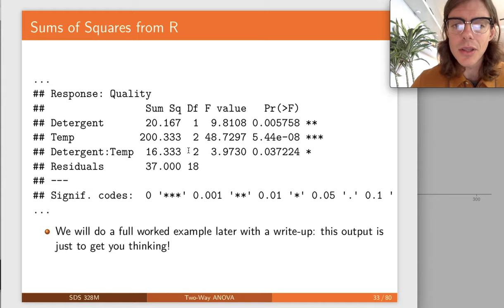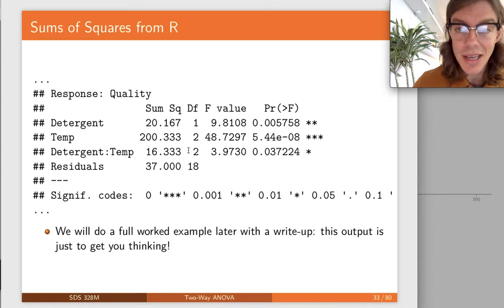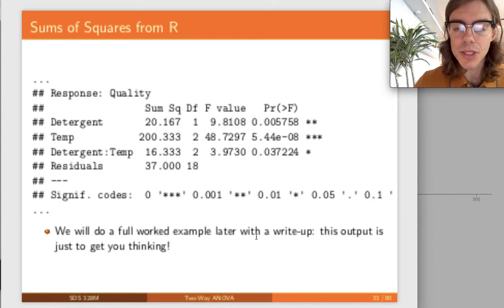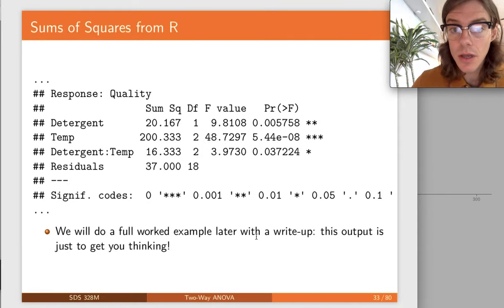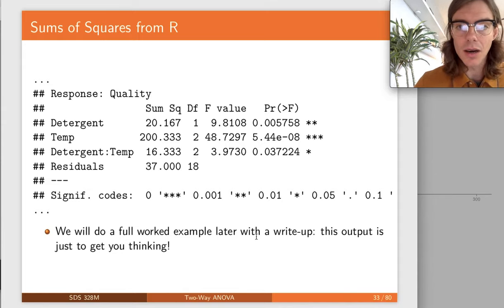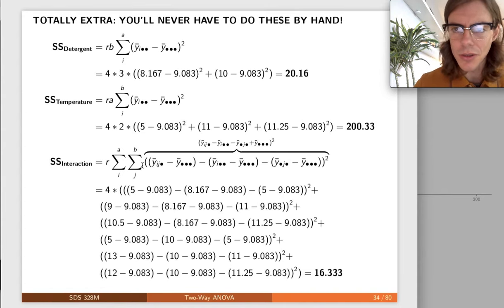There's a shortcut to calculating those that I'll show you later. And again, you don't need to know this, it's just extra, just to show you where these numbers come from. They're just sums of squares. You're literally squaring how far a mean is away from another mean, adding all that up, and then weighting it by the number in each comparison. And you can do the same thing for residual, or the error sum of squares. So anyway, totally extra. Don't sweat it if this isn't doing it for you. Totally fine. You'll never have to do it by hand.